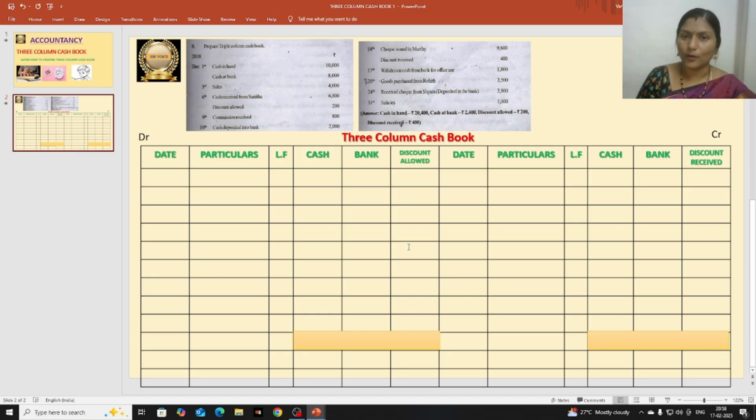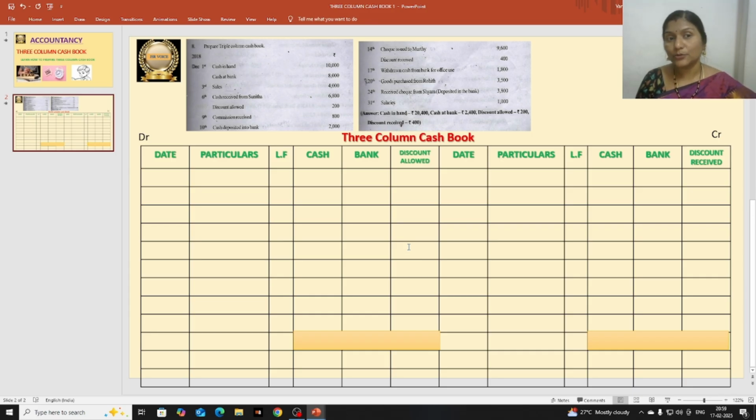So here we are now, and you first look into the question. Prepare triple column cash book. First, what date they have given and what is the transaction you can see on the screen. You concentrate on the question first. December 1st, 2018, that is a date. That is the opening date actually in the month of December.